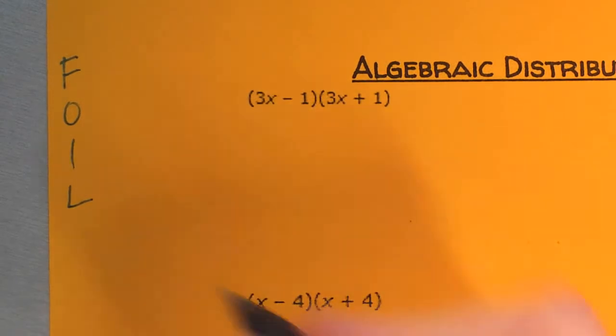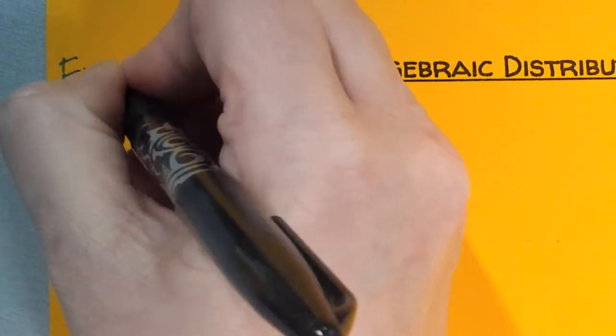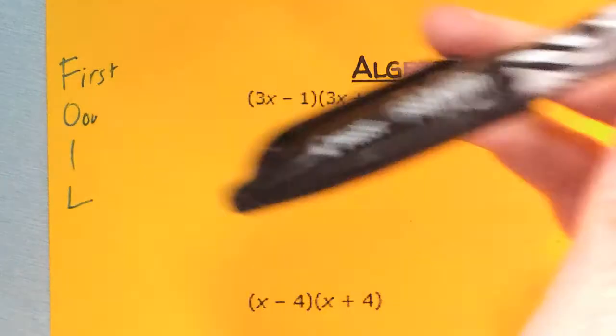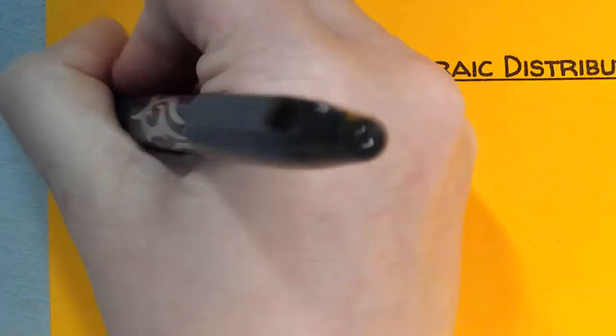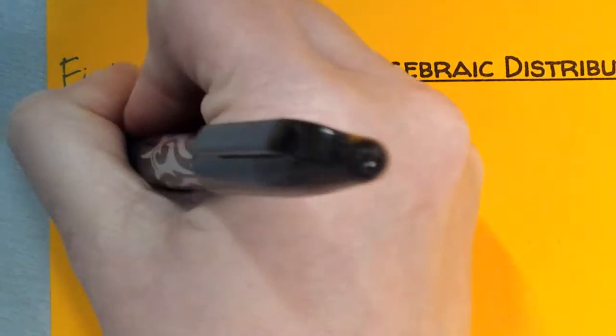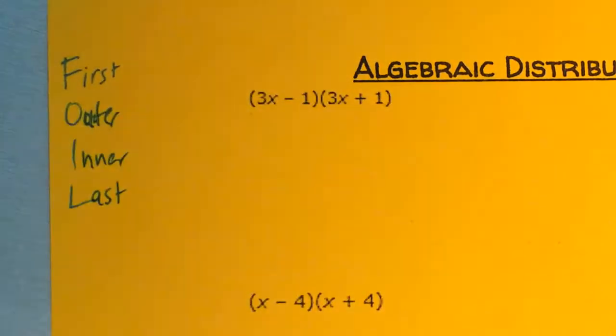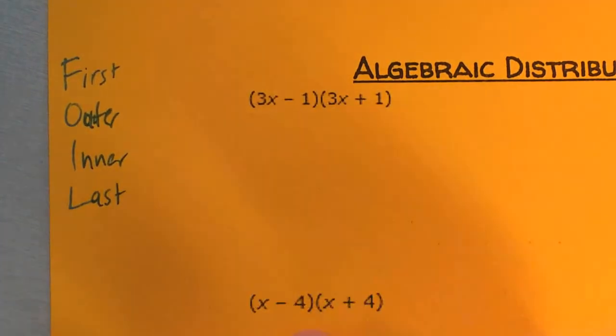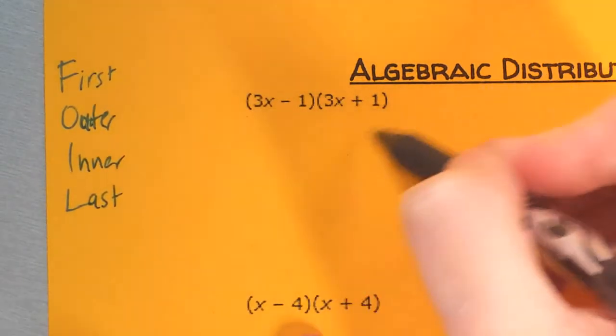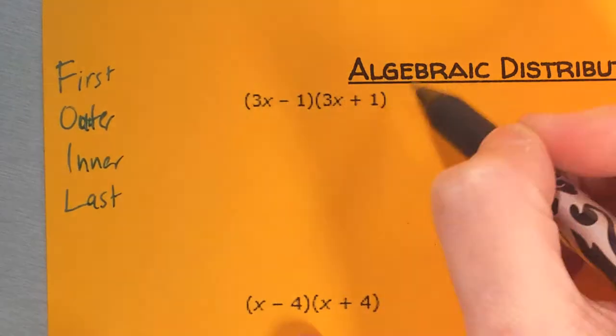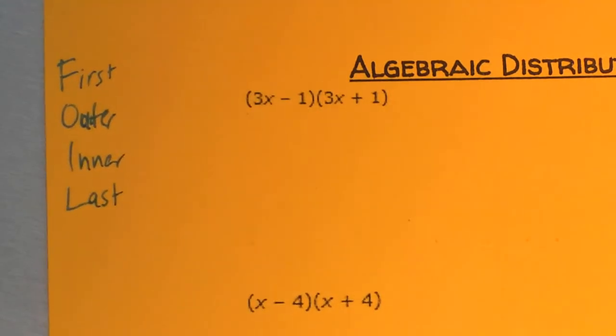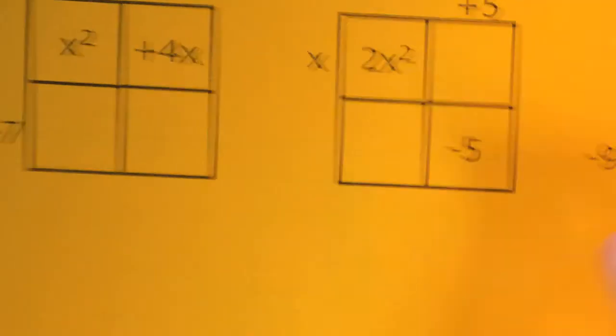to multiply everything together. So it's first, outer, inner, last. It's to remind you to multiply the first terms, the outside terms, the inside terms, and the last terms. So instead of putting it in a box and multiplying it that way, you just distribute, okay?